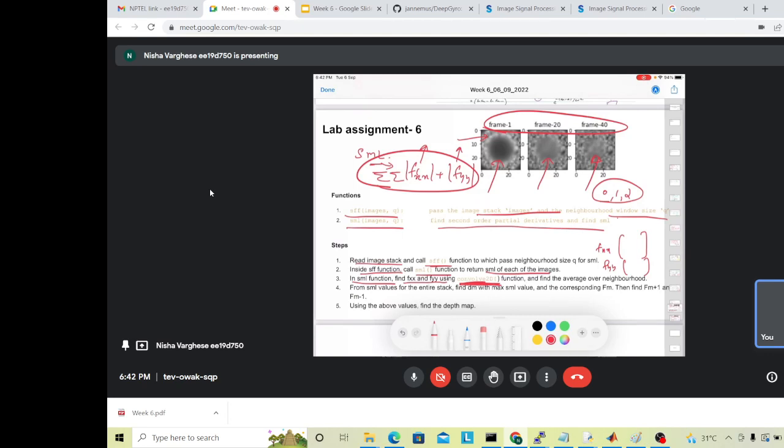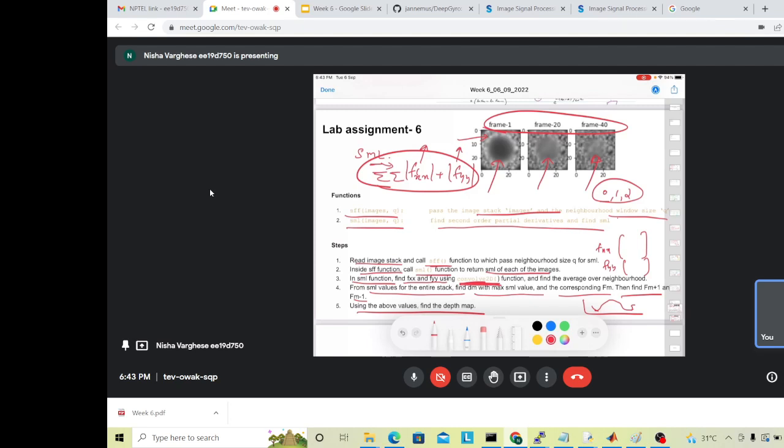In the SFF function, from the SML values for the entire stack, find dm with the maximum SML value and the corresponding fm. Fm is the focus measure. Then find fm plus 1 and fm minus 1 from the neighboring planes. Using the above values, find the depth map. This is the lab assignment. You'll get a very interesting output as the depth map. It will be a dome shaped structure like this. In 3D, you'll get a depth like this. So this is about lab assignment 6.